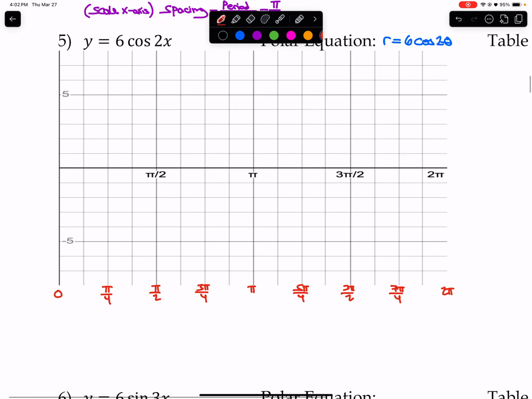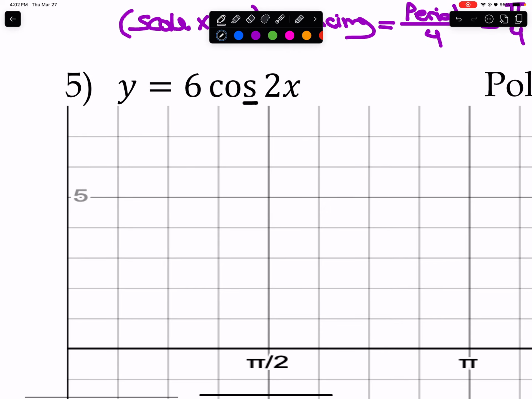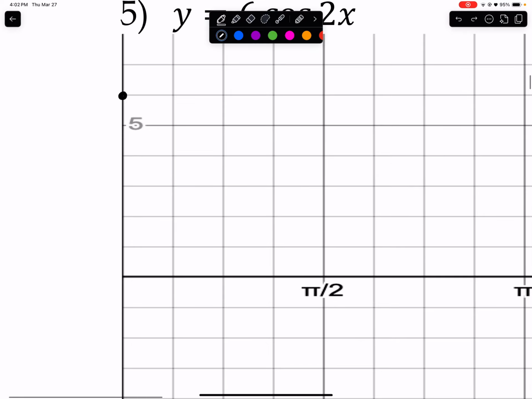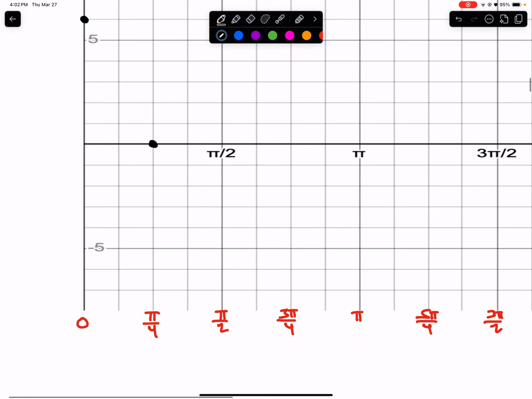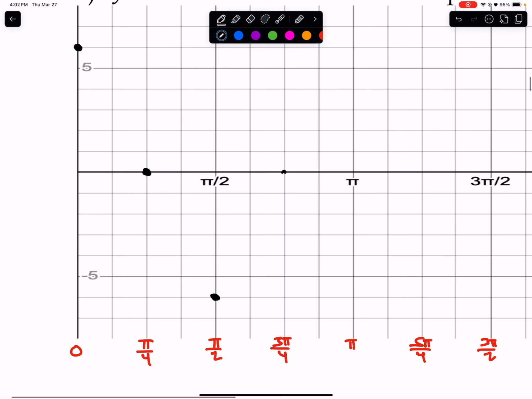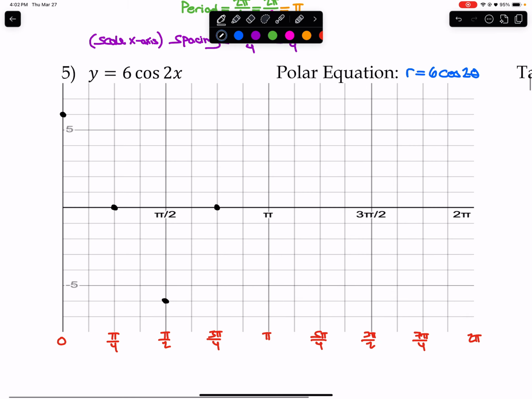So what's going to happen here is I'm still going to start at a high point since we have cosine and I have an amplitude of 6. So I'm going to start at a high point of 6 and then go to a midpoint at pi over 4. And then pi over 2 is going to be a low point. Then at 3 pi over 4, we're going to go back to a midpoint. And then we're going to oscillate and go between those high, mid, low, mid, highs. So then a midpoint, then a low point, midpoint, and high point.